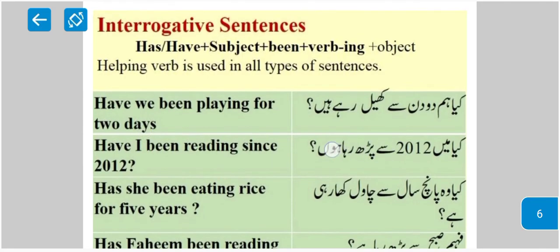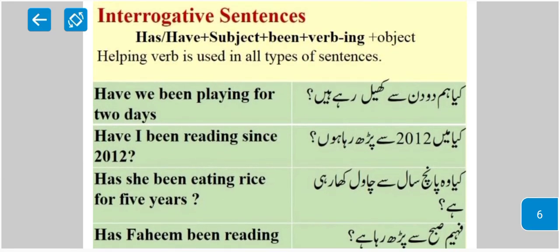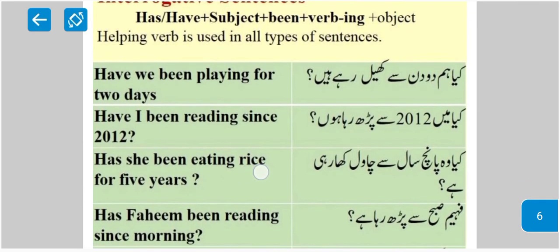क्या मैं 2012 से पढ़ रहा हूँ. Have I been reading since 2012? क्या वो 5 साल से चावल खा रही है. Has she been eating rice for 5 years?